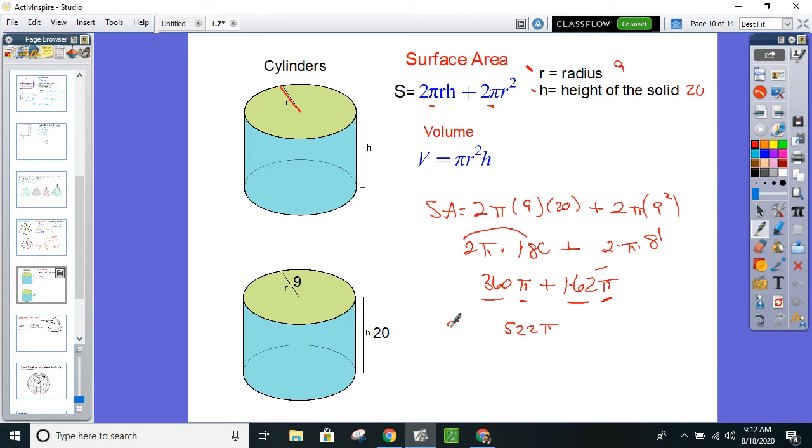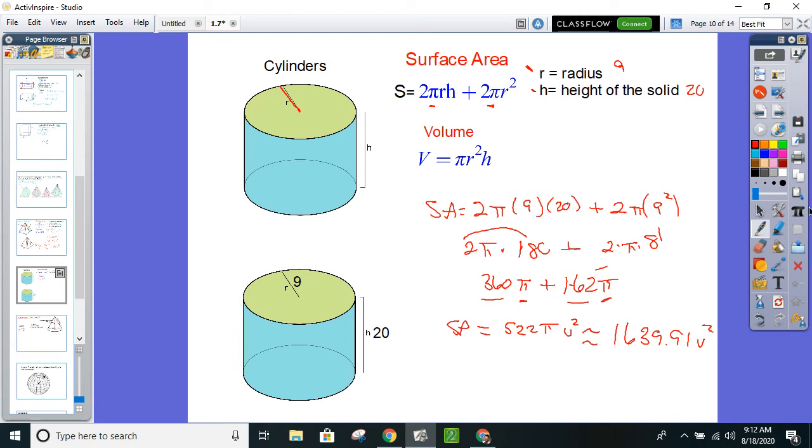Now this is an acceptable answer for surface area: 522 pi units squared. But let's go ahead and actually multiply that. So 522 times pi, you can use 3.1415, and we're getting about 1,639.91. So it just gives us about 1,639.91 units squared.